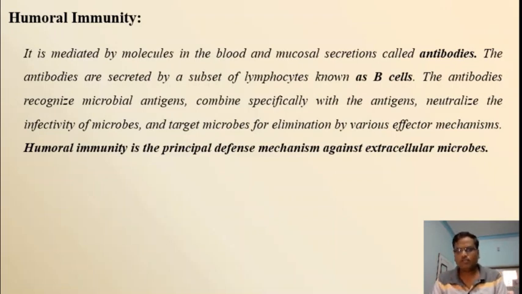It is mediated by molecules in the blood and mucosal secretions called antibodies. Now antibodies are proteins which are produced by specialized cells called plasma cells. Plasma cells are modified B cells, and these antibodies are responsible for destroying the pathogens. Antibodies are capable of recognizing the pathogens through their antigens. This is one of the very effective methods of destroying pathogens and providing specific immunity. This is the specialty of humoral immunity: it is very specific. The antibodies produced are specific for the pathogen which has entered the body.